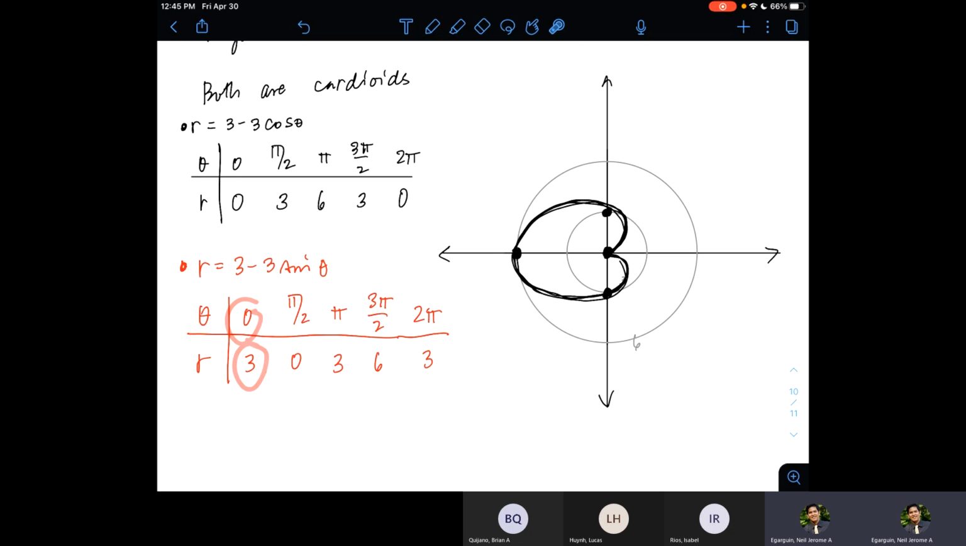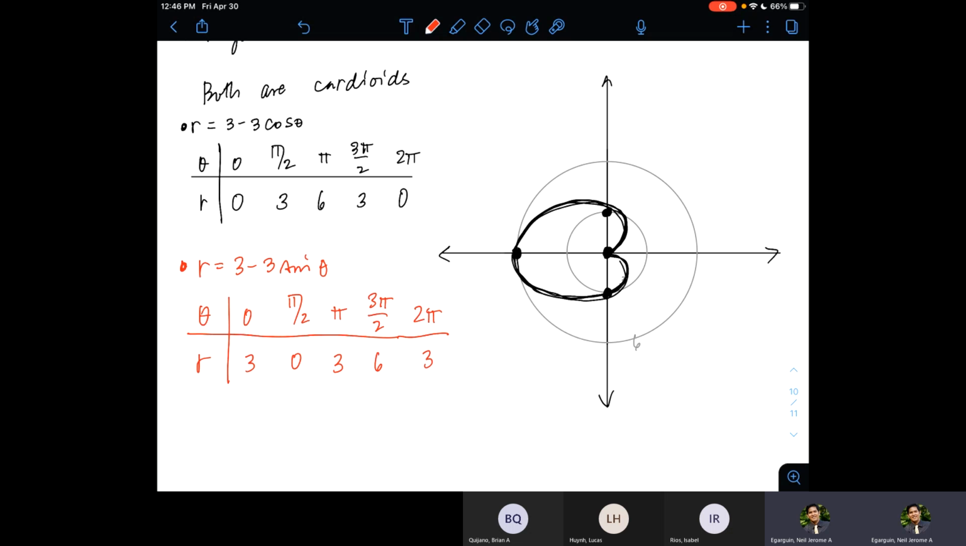At 0, that's going to be 3. Pi over 2, this is 1, so that's 0, good. At pi, this is 0, so we get a 3. At 3 pi over 2, this is -1, so I'll have a 6. And at 2 pi, I'll get a 3. Okay, let's sketch the graph.